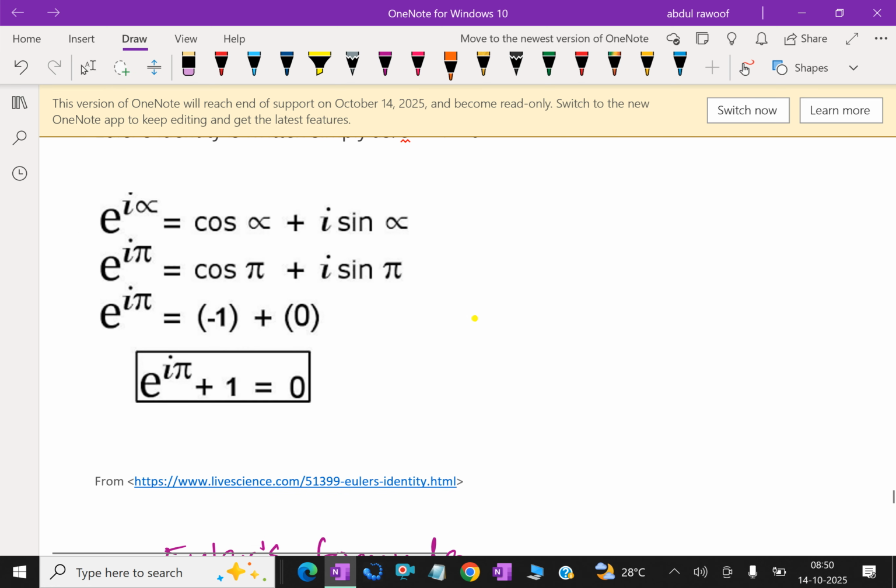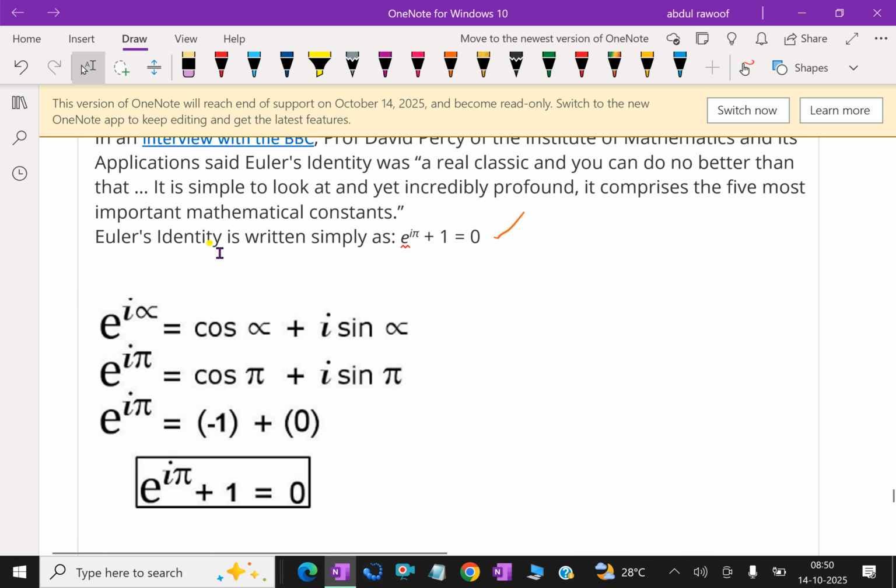Now let us understand this proof. Euler's identity is e power i pi plus 1 equal to 0. Instead of theta we are writing alpha: e power i alpha equal to cos alpha plus i sin alpha. We put alpha is pi, then it becomes e power i pi, that is cos pi plus i sin pi. Cos pi equal to minus 1, sin pi equal to 0, both addition becomes minus 1, therefore e power i pi equal to minus 1.